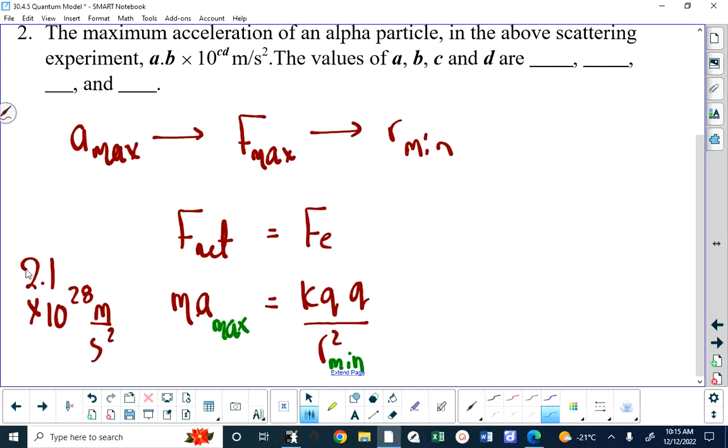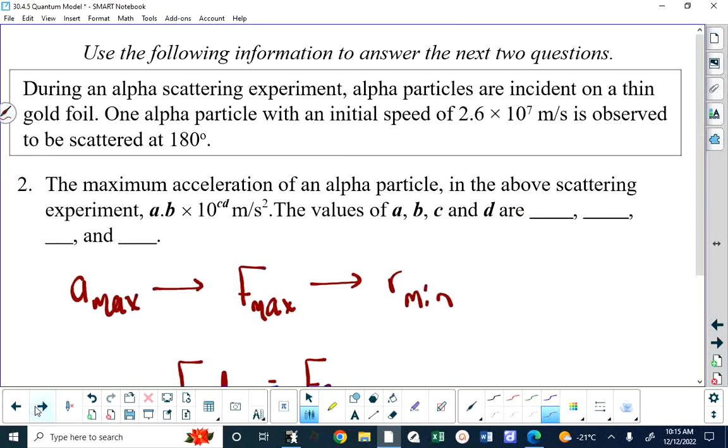I'm going to pause there. Any questions with that set of calculations? So you need to understand something. I could have given you this information and asked you question 2 without asking you question 1.